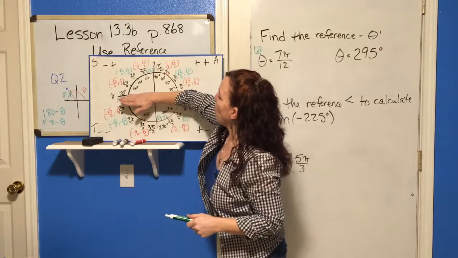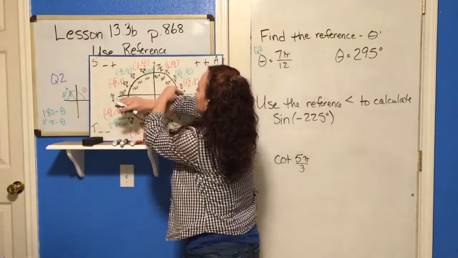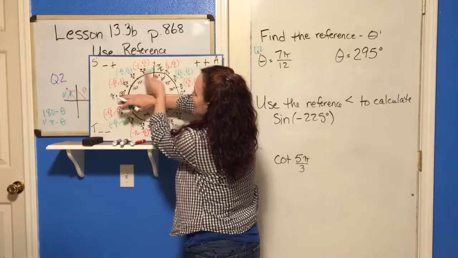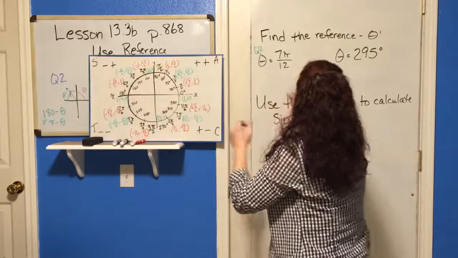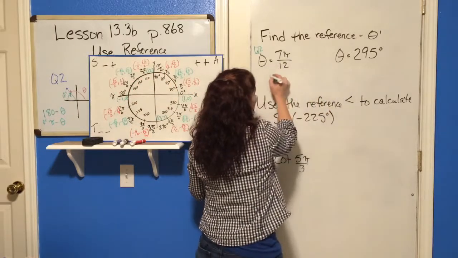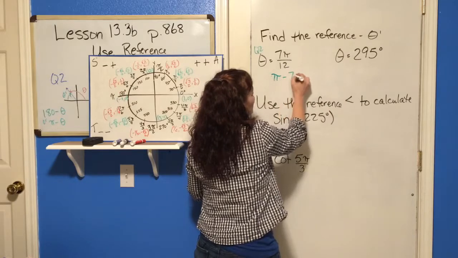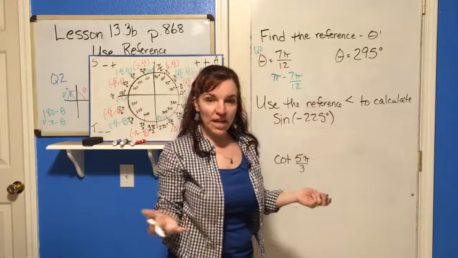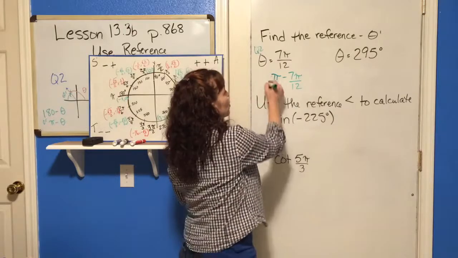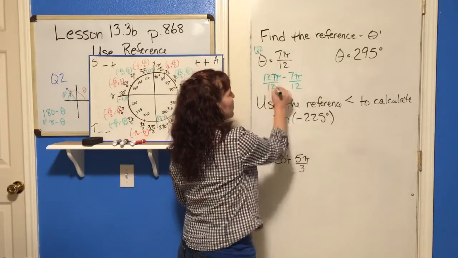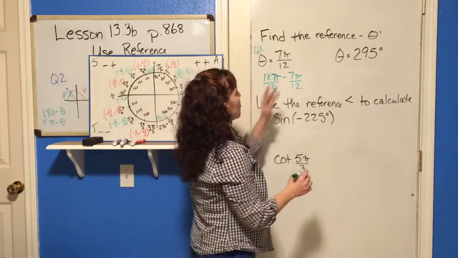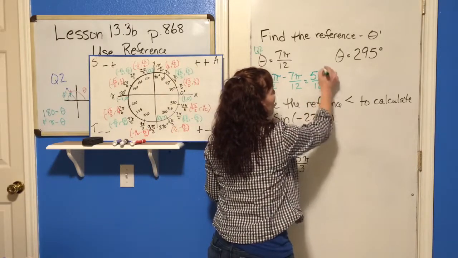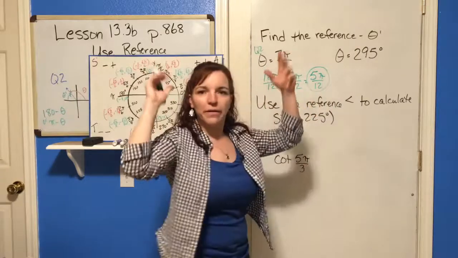So we're going to take the whole pi and subtract off this 7 pi over 12, and that's going to give us the angle that's left here, and that's going to be our reference angle. So we're simply going to take pi minus 7 pi over 12. You've got to have like denominators when you subtract, so you just make this 12 over 12. And now 12 minus 7 is 5 pi over 12, and that is your reference angle, and you're done.